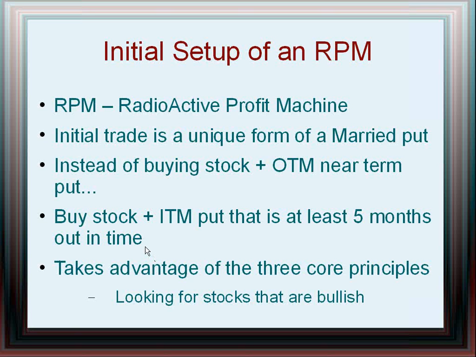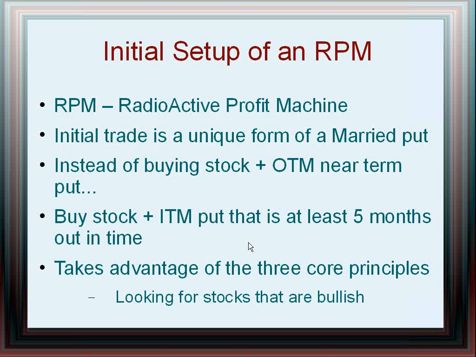Now, the way we set up the radioactive profit machine is we're going to buy stock and we're going to buy an in-the-money put that is at least 5 months out in time. Now, this is different from the initial setup you might have heard or read about on a married put, but there's a reason why we do this. Okay, we're going to take advantage of the 3 core principles of radioactive trading.